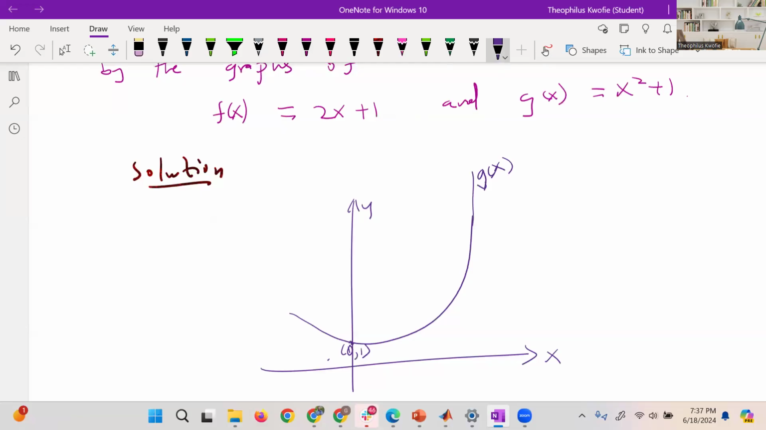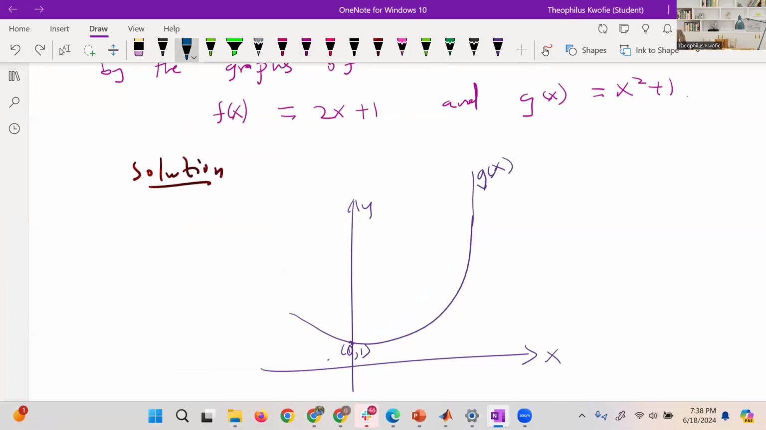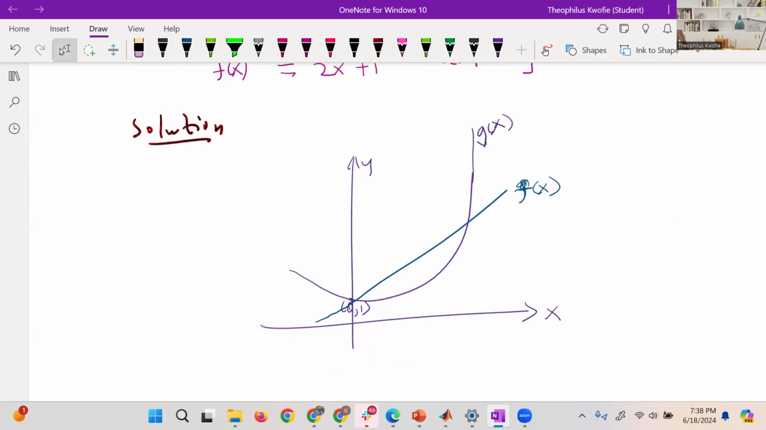So let me use a different pencil. It also passes through 1. So this is our graph of f. Very important. Now, for us to solve this, the area would occur within this region. So this side is going to be our area. Our area will be within this region.